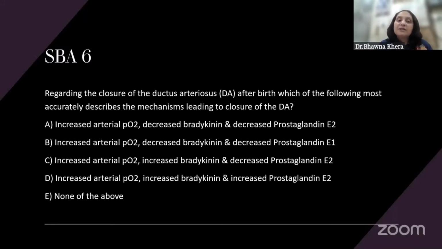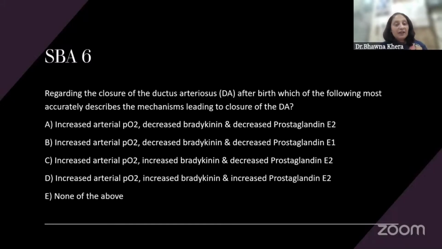So what happens when the baby is born? What leads to the closure is what happens in the PO2, what happens in the bradykinin or the prostaglandins. So C is the correct answer. Increased arterial PO2, increased bradykinin and decreased prostaglandin E2. C is the correct answer.